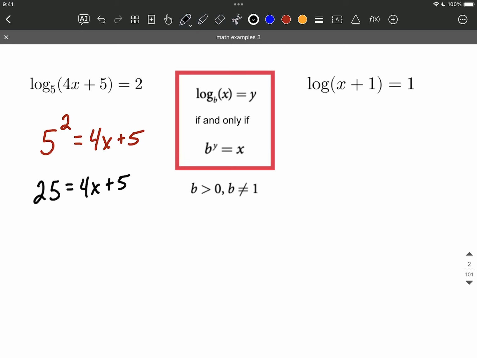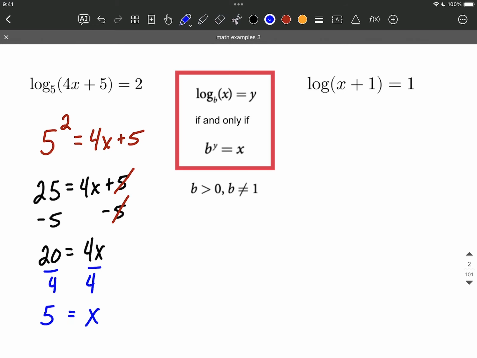Now this is a linear equation, so we'll get all the variables on the right side. We'll move the 5 to the other side, so all of our constants are on the other side. 25 minus 5 makes 20 is equal to 4x. And again, 5 minus 5 makes 0 on that right-hand side. To wrap this up, we're going to get rid of the 4 by dividing both sides by 4. So x should equal 5 in this case.